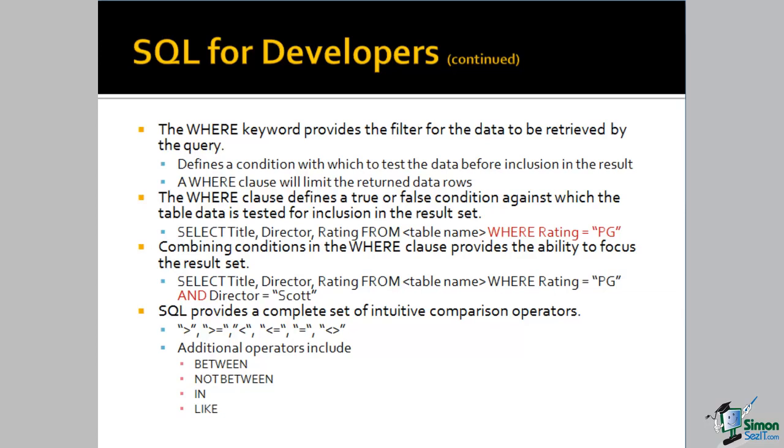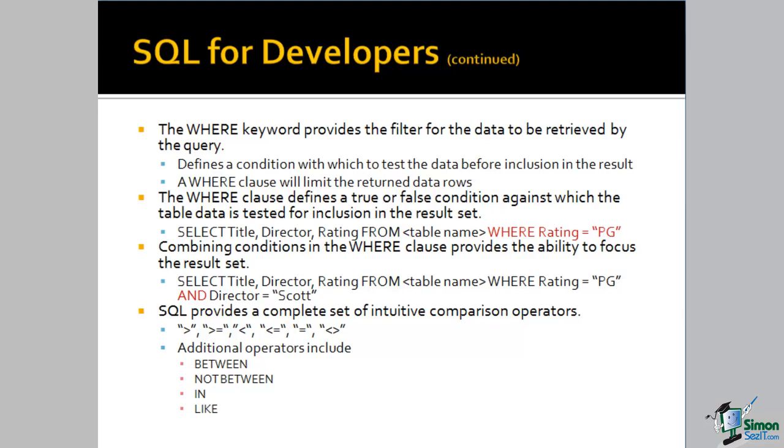The where clause is going to help us limit the number of rows returned from the table. And in a where clause of a select statement, we define a condition that's used to test each row of data in the table for inclusion in the result set. The where clause defines a true or false condition which is tested against some column in the table and decides whether or not that row is included in the result set.